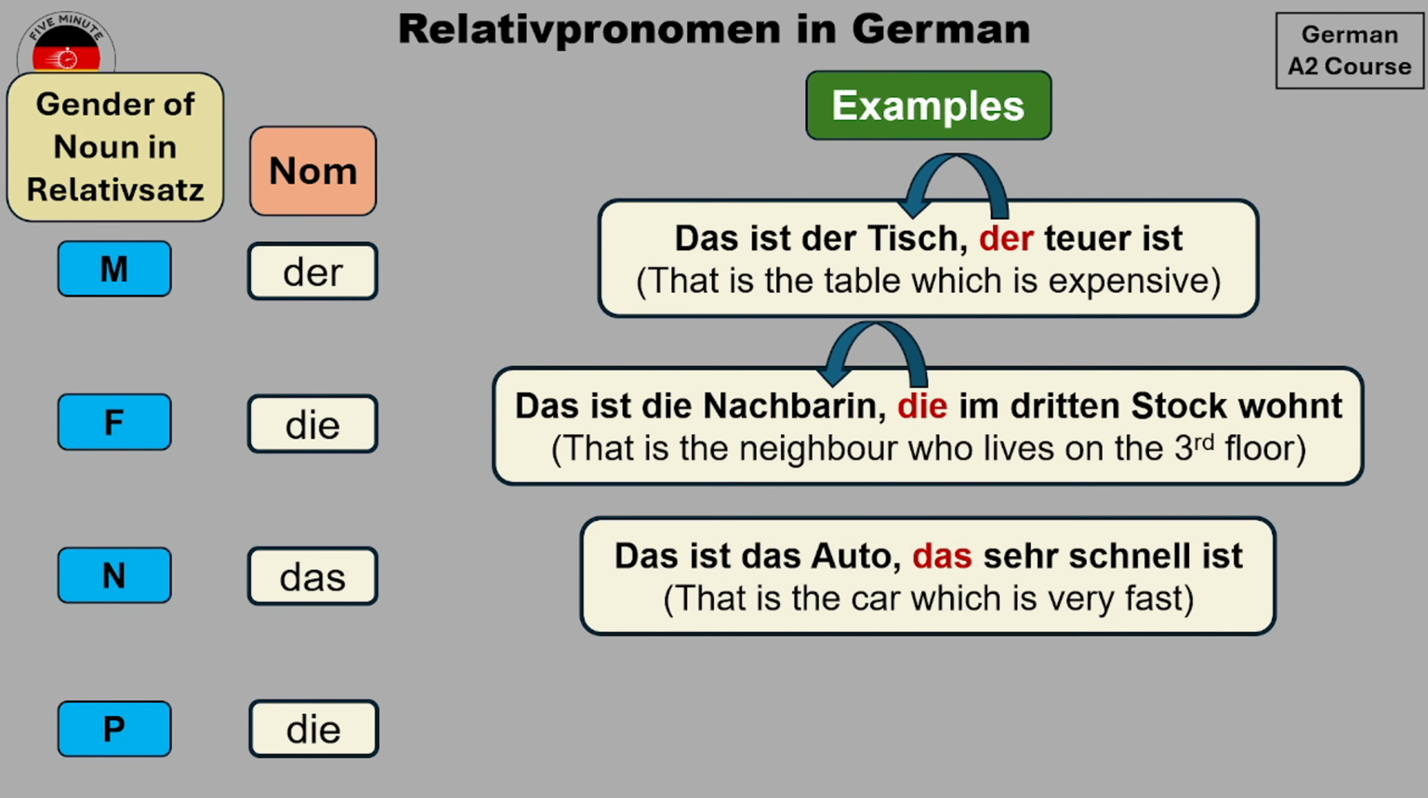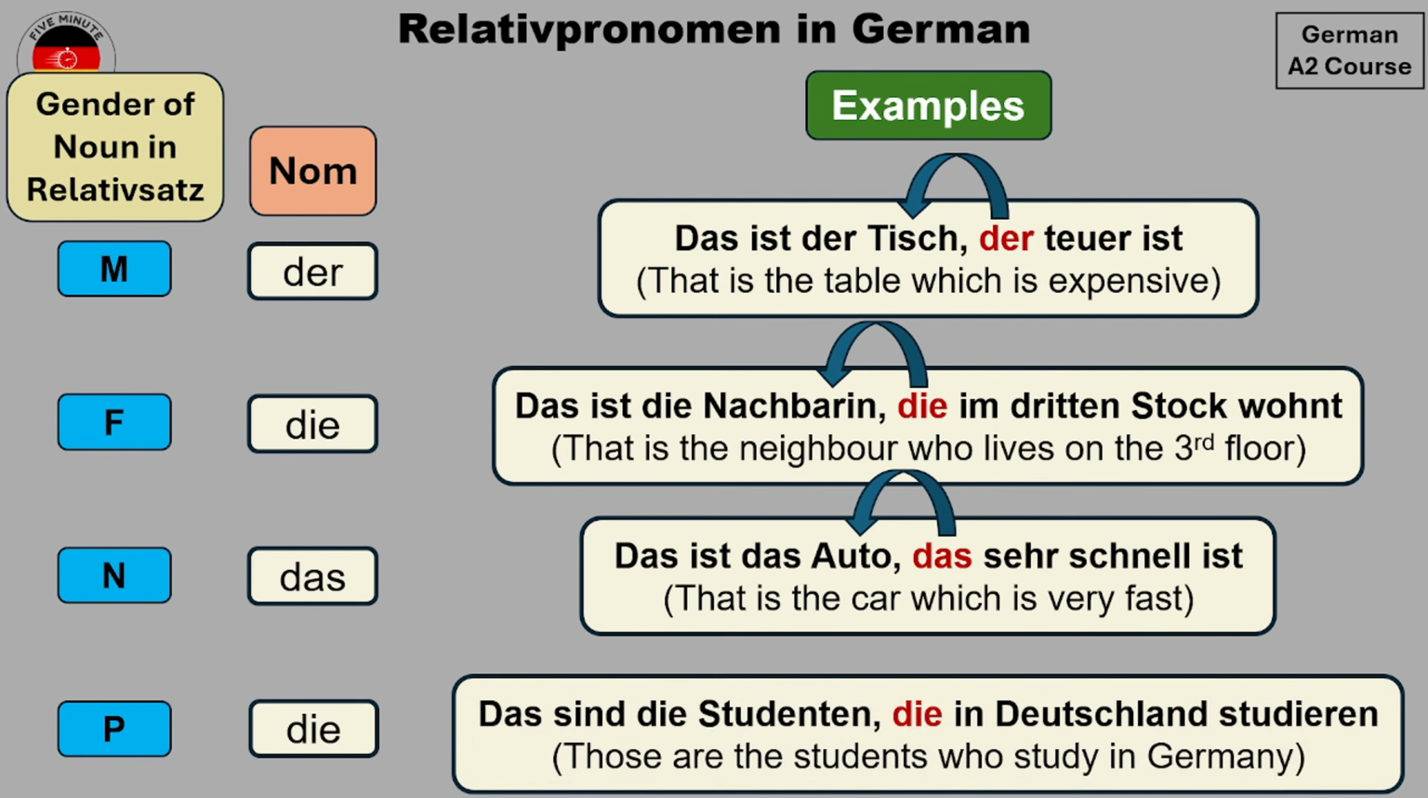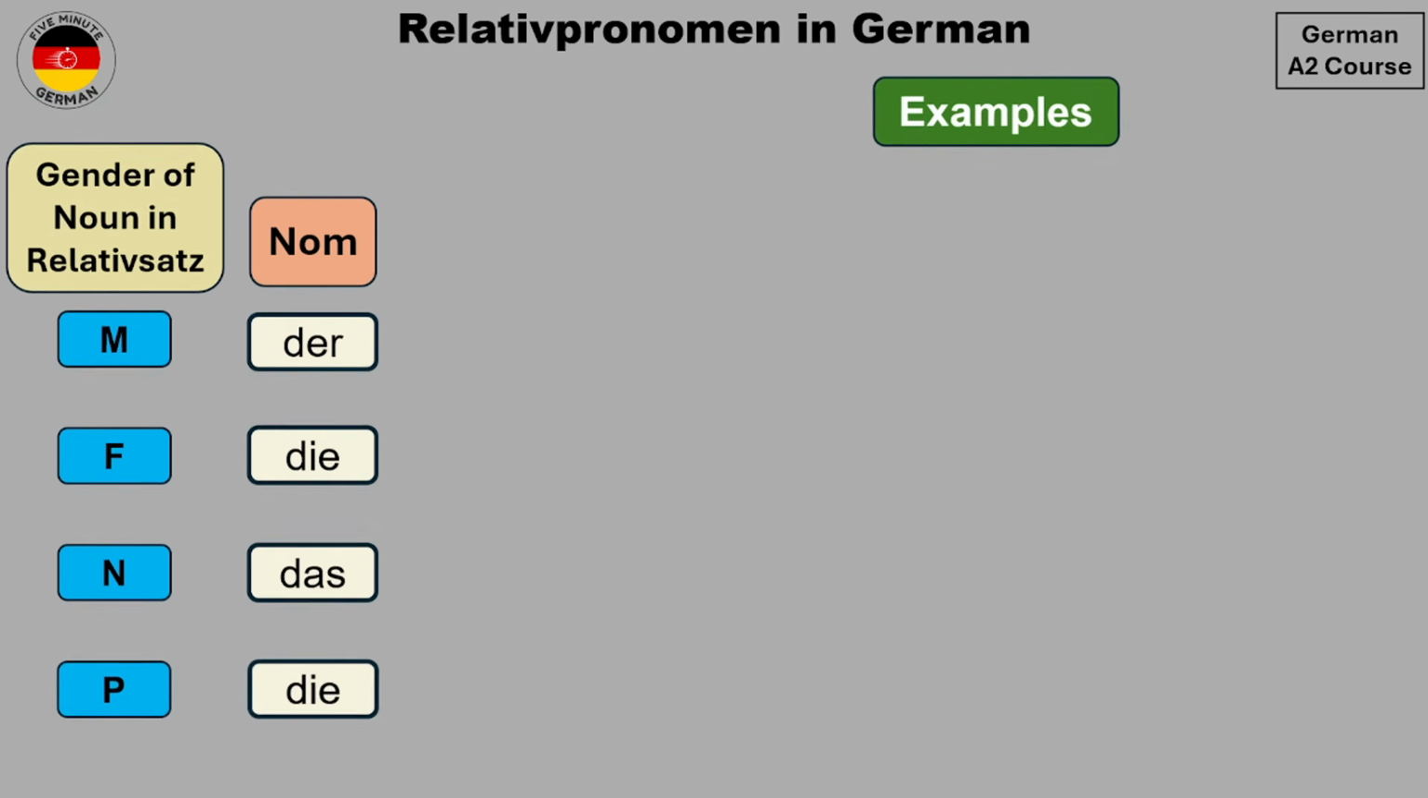That's why we have used the relative pronoun das in the Relativsatz. And an example for the plural case will be: Das sind die Studenten, die in Deutschland studieren. Those are the students who study in Germany, or who are studying in Germany. So you see, we have used the relative pronoun die over here because it is referring to die Studenten, which is a plural. Now let's take another example.